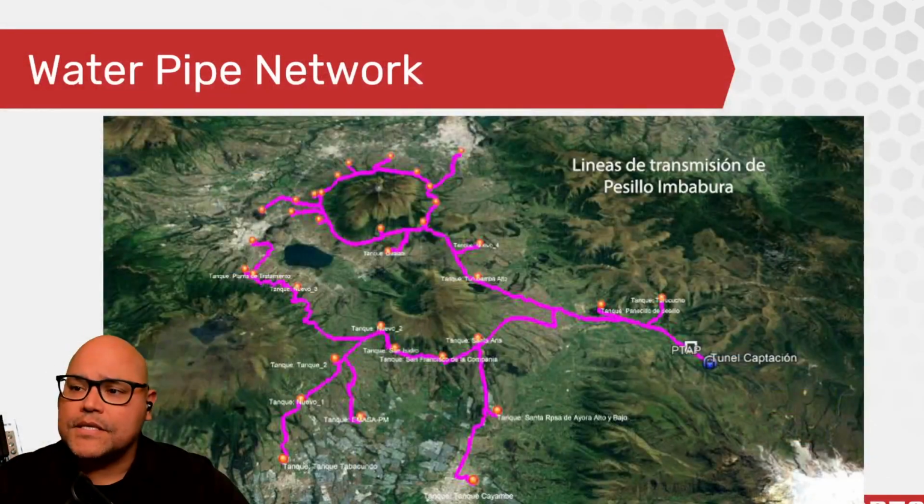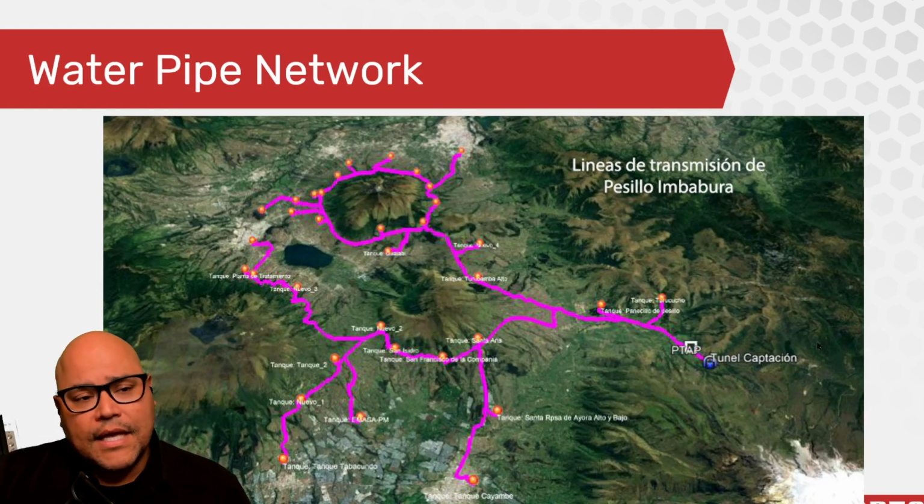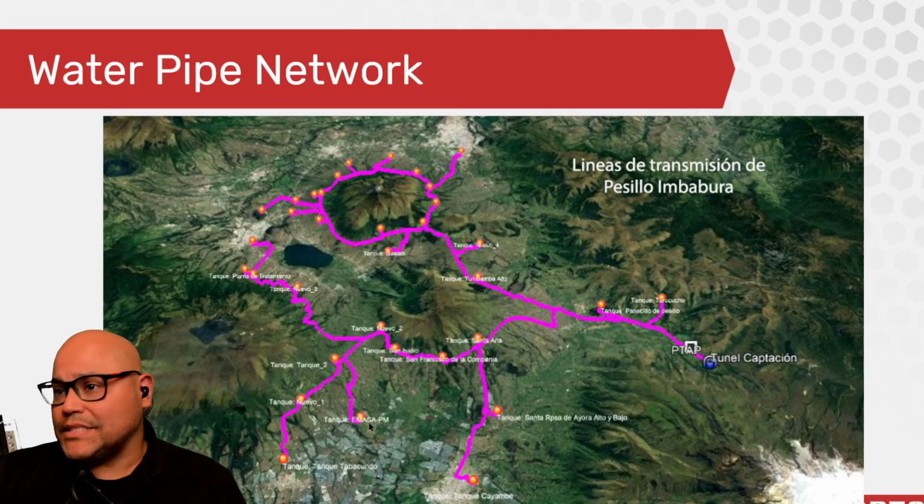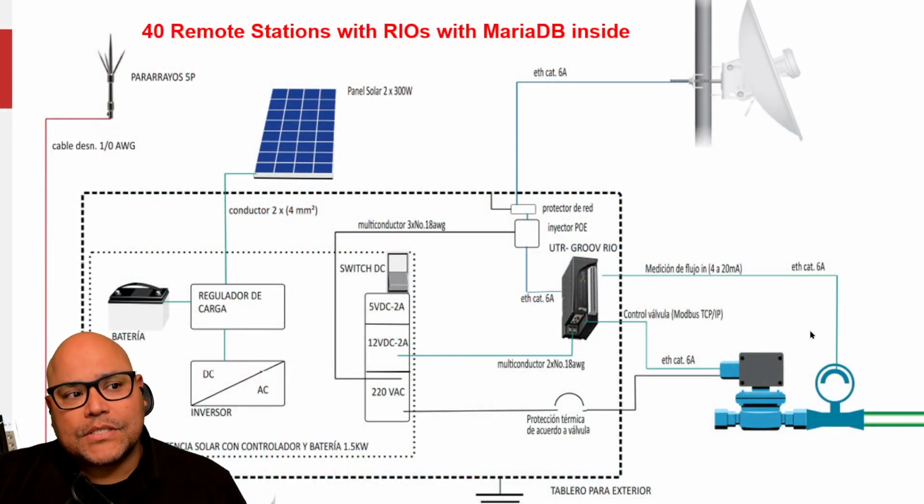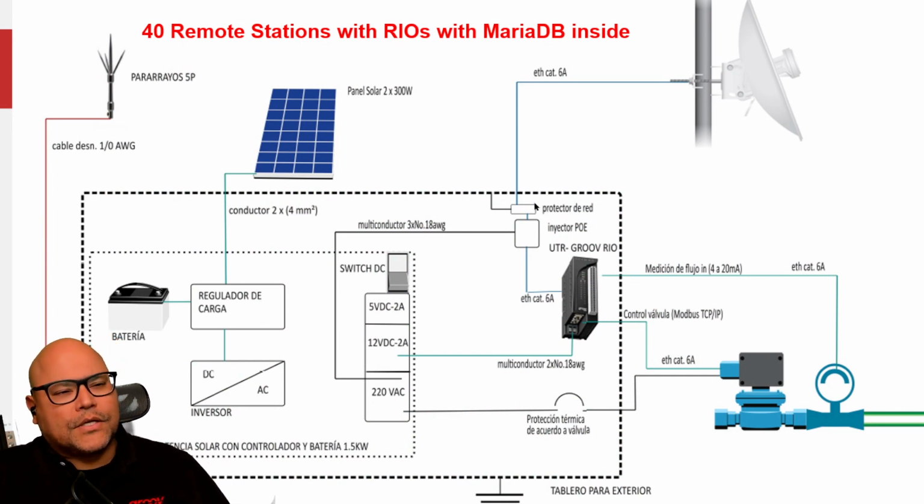Now, this is a bird's eye view of what that water pipe network looks like, from where the water is originally captured from the tunnel, goes to the treatment plant, and then goes to all of these different regions for distribution. Each one of these points is controlled by an Opto 22 Rio, a remote I/O system. And this is what those remote I/O system locations look like. So you're looking at almost 40.